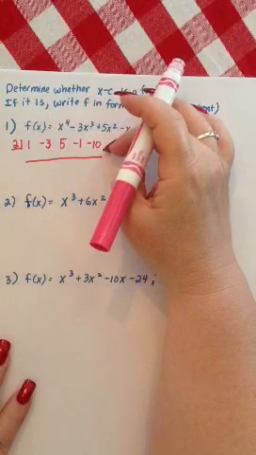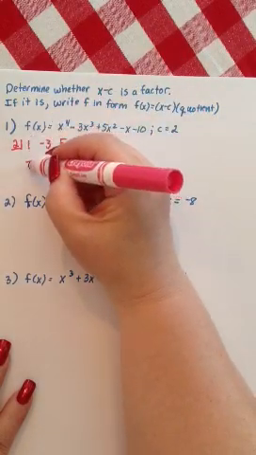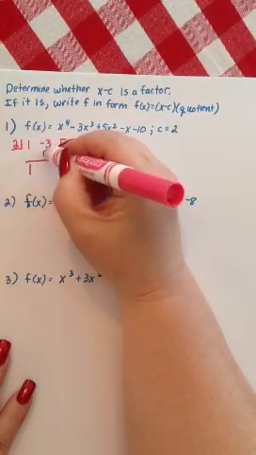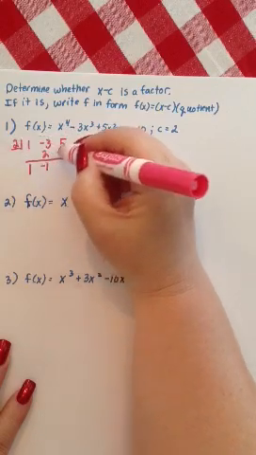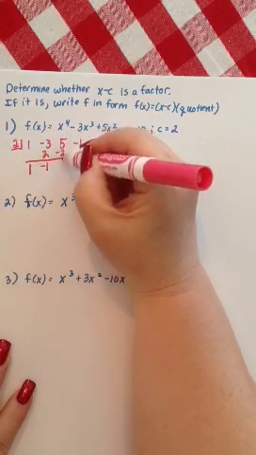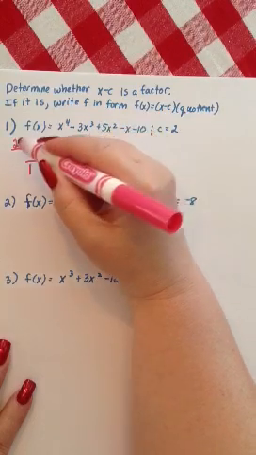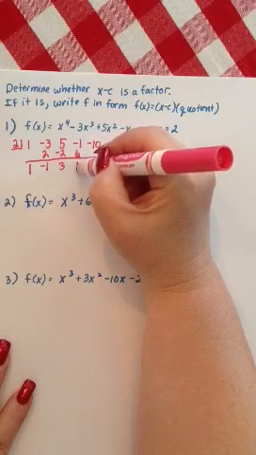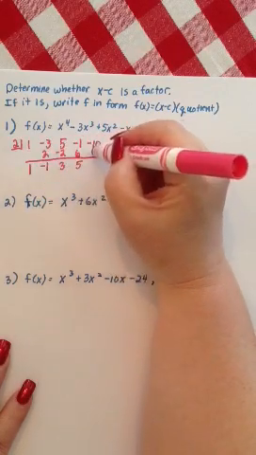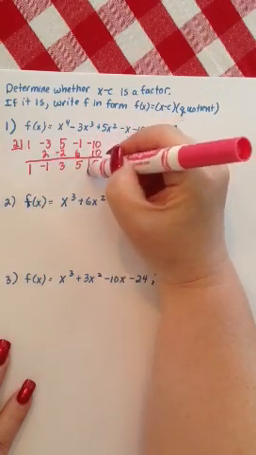Leave room to write something in between. The first thing is you bring the 1 down. 2 times 1 is 2. Add your column, so you get negative 1. 2 times negative 1 is negative 2. Add your column, you get 3. 2 times 3 is 6. Add your column, you get 5. 2 times 5 is 10. And hot diggity dog, it works.